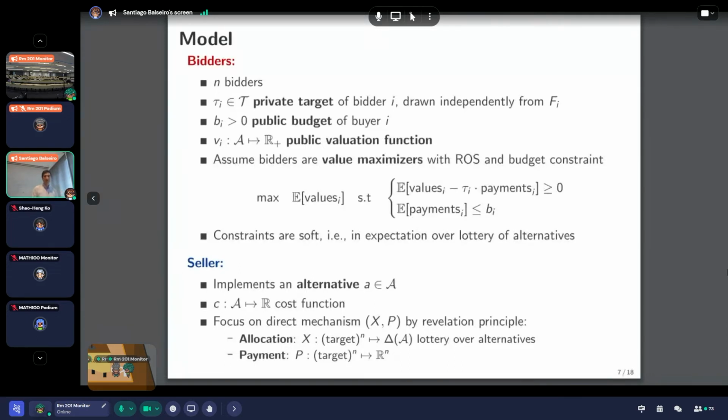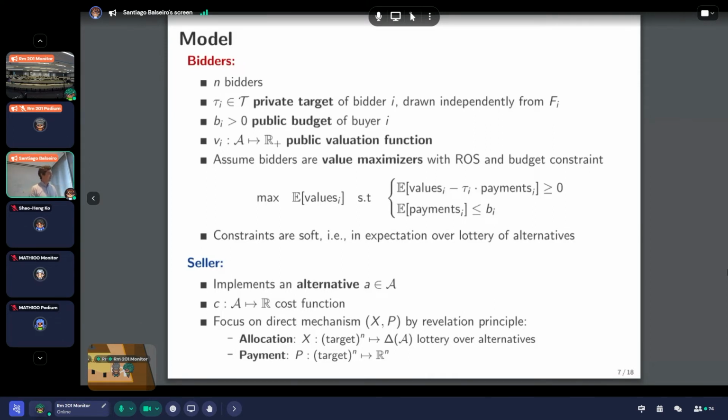So the buyers are going to be value maximizers, as we mentioned, with a return on spend and a budget constraint. So you're going to maximize expected value subject to the return on spend constraint. Here we linearize it, but it's the same ratio constraint that we had before with the target, and the payments are at most the budget. And the point that I want to emphasize, and this is going to be the same in the following talk, is that constraints are soft. Here we are interpreting constraints as an expectation over the lottery of alternatives, and this takes into account that in this market you participate in many different auctions, for example, and then you impose constraints in expectation in a soft way.